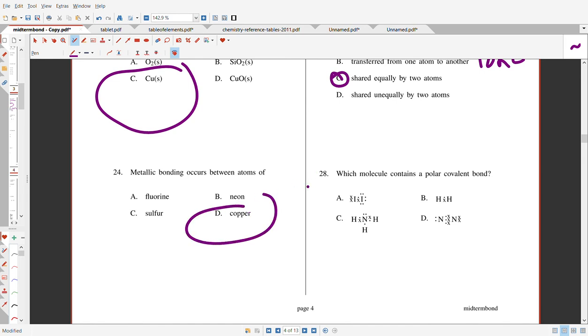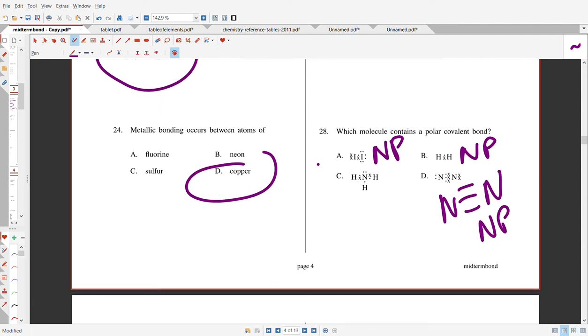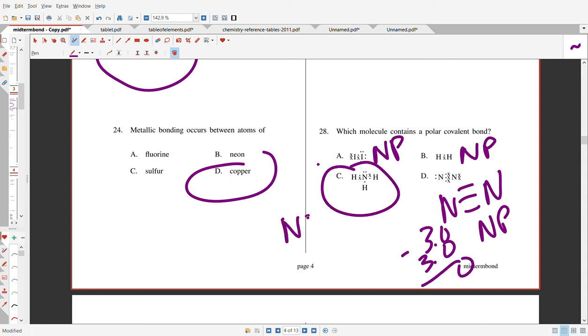Now, let's do 28. 2 of the same is a non-polar bond. 2 of the same is a non-polar bond. Nitrogen, you have to know, forms a triple bond, but you see how it's 2 of the same? It's a non-polar bond. And the reason why is if you look up the electronegativity values, you're always going to get 0. So ammonia here is polar. But anyway, if you want to double check, you look up those electronegativity values. I showed you where to get them, and you'd see it's polar. Okay?